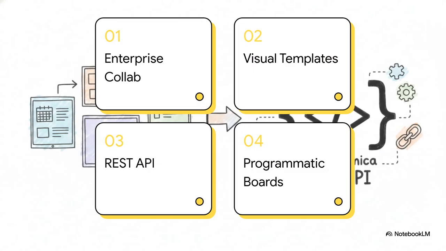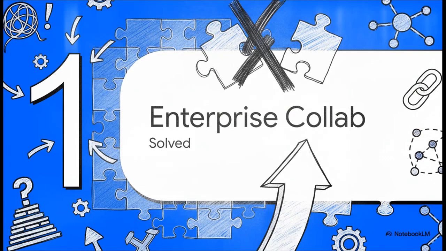Okay, here's our agenda for today. 1. Enterprise collaboration solved. 2. Visual templates in action. 3. Unleashing the REST API. And finally, 4. Programmatic boards and cards. Let's start with Section 1, Enterprise Collaboration Solved.